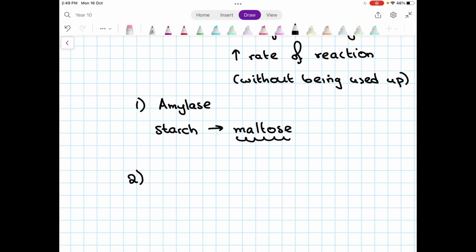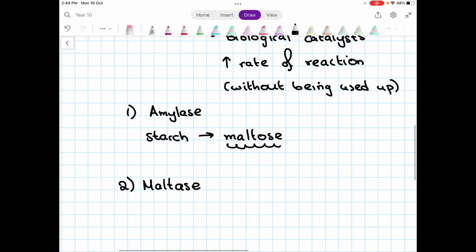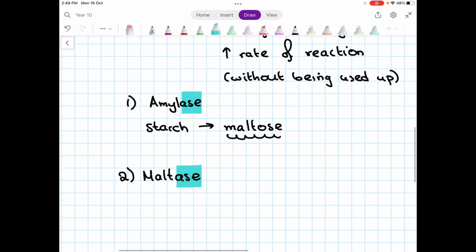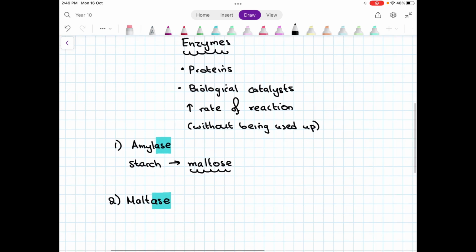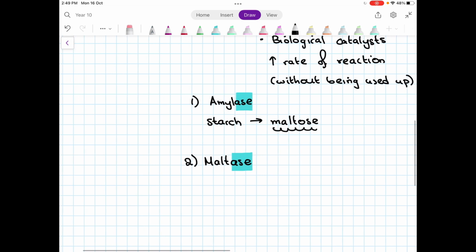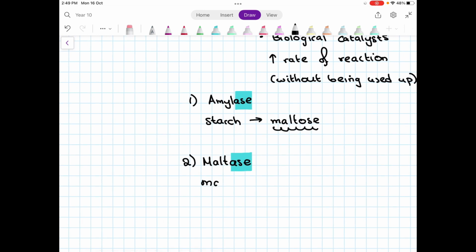Then we have the enzyme maltase. Note that a lot of enzymes end with this ASE, and that's a really good clue that a substance is an enzyme. So we have maltase, which breaks down the maltose into glucose.